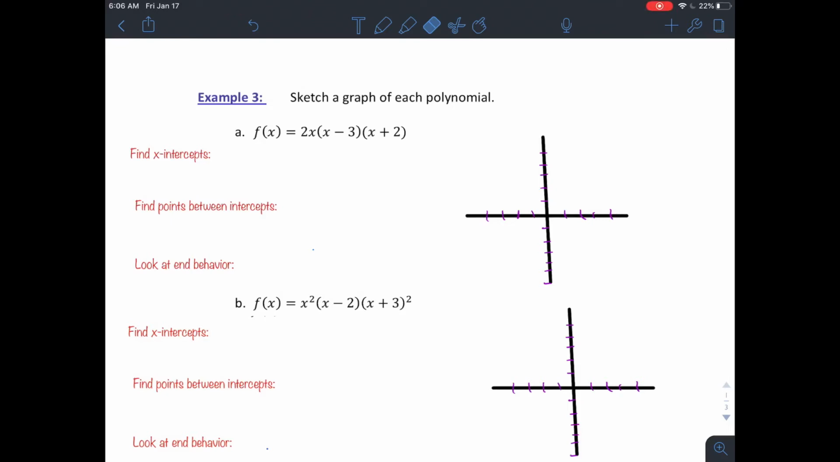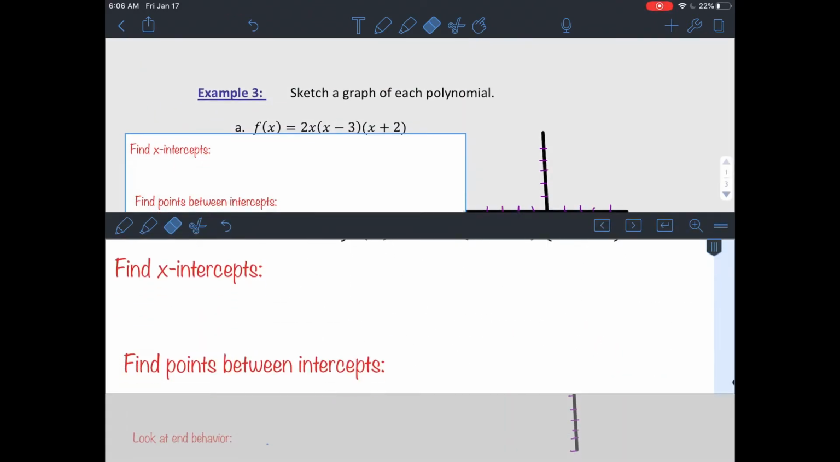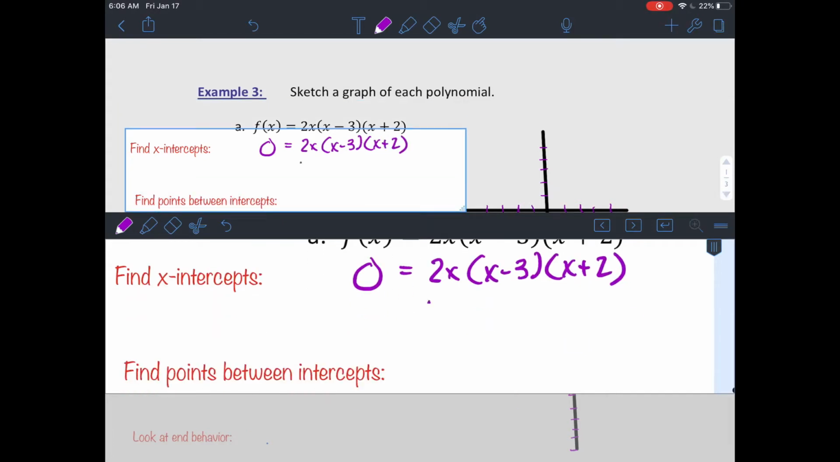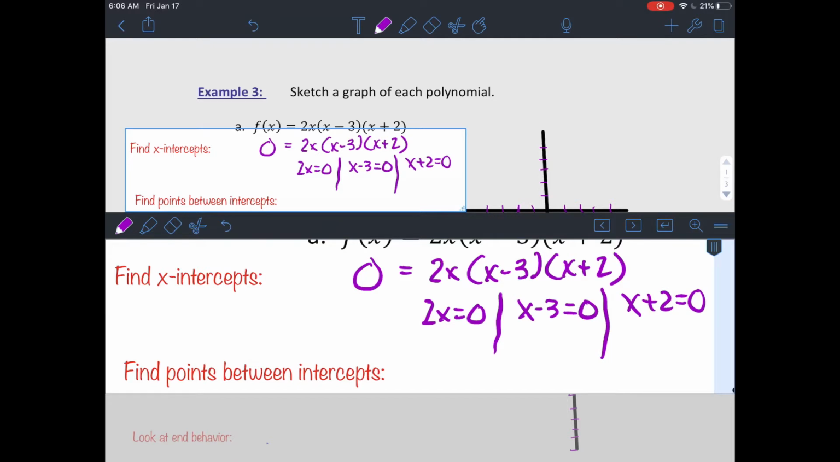Well, we got our snow day, so we're going to do a little bit of polynomial graph sketching via video. First thing you want to do is find your x-intercepts. So set your polynomial equal to 0 and figure out what makes each of your factors equal to 0. If you have your x-intercepts, that'll give you some points on your graph that are kind of important key points to start with.